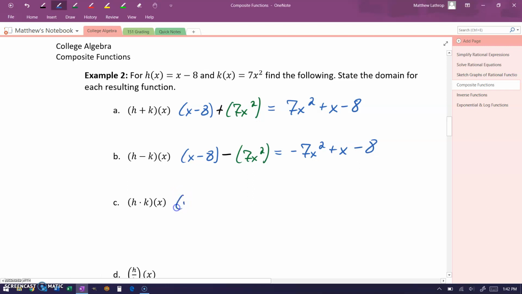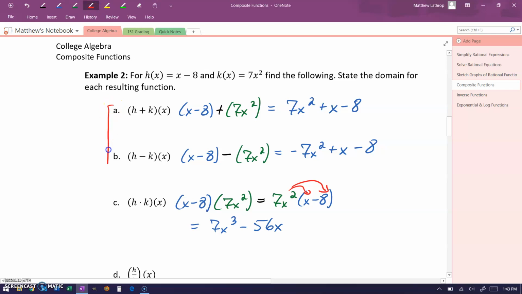In part C, we want to take the product of these two functions. So we'll take x minus 8 times that quantity 7x squared. Keep in mind we can reorder multiplication, which tells us we can rewrite this as 7x squared times that quantity x minus 8. If that helps us to see a little bit better that we need to distribute that expression 7x squared through those parentheses. This will give us a result of 7x cubed minus 56x.